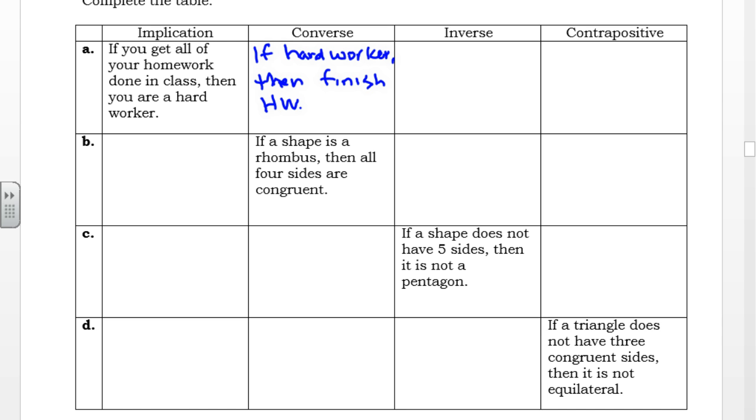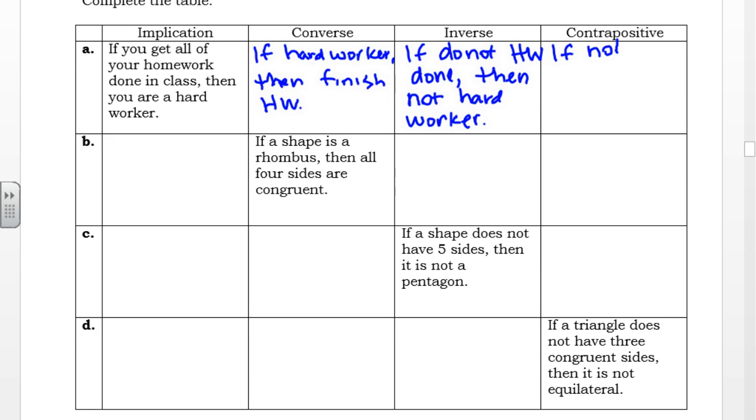The inverse takes the original statement and adds nots. So if you do not get your homework done, then you are not a hard worker. And the contrapositive takes the original, flips it, and adds nots. If you are not a hard worker, then you do not finish your homework in class.